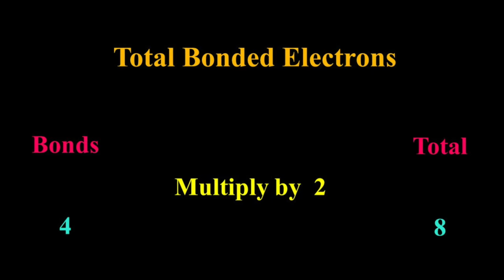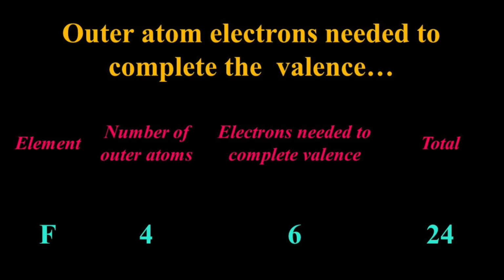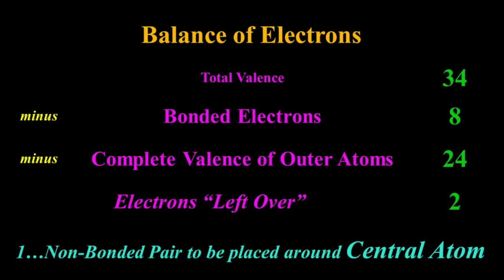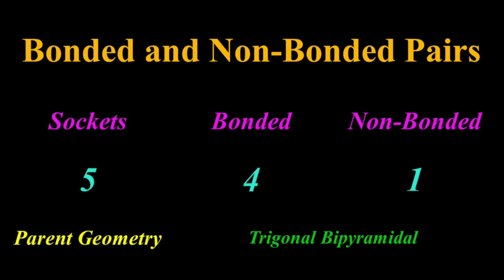We know we're going to have 4 bonds. That'll be 8 electrons. And then 4 outer fluorines, that'll be 24. So we're going to subtract that from the total valence, and we're going to get 1 non-bonded pair to be placed around the central atom. And then we're going to look at the total number of sockets. Therefore, it'll be 5. And the parent is going to be trigonal bipyramidal.